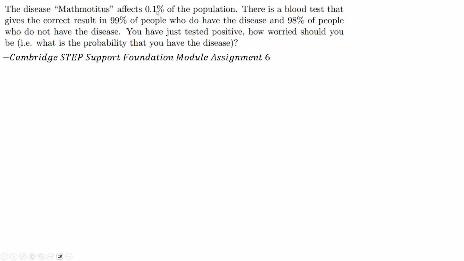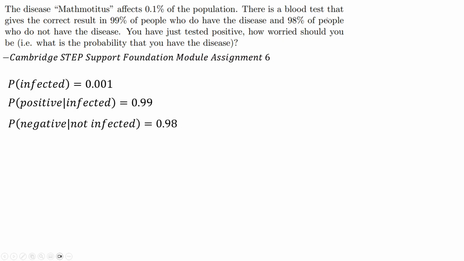Okay, so the probability of being infected is 0.001. The probability of testing positive, given that you are infected, i.e., it's given the correct result when you do have the disease, is 99%, so 0.99. Just think about that for a second. If it gives the correct result in 99% of people who do have the disease, then the probability of testing positive, given that you actually are infected, is 0.99, because that is a correct result. And the probability of testing negative, given that you do not have it, is 0.98.